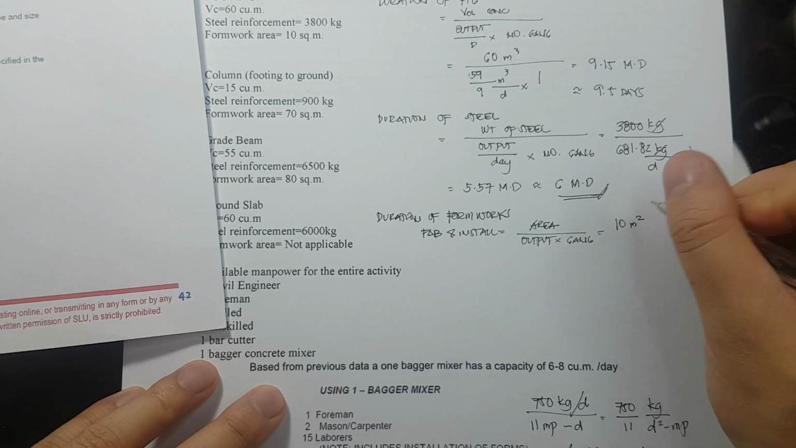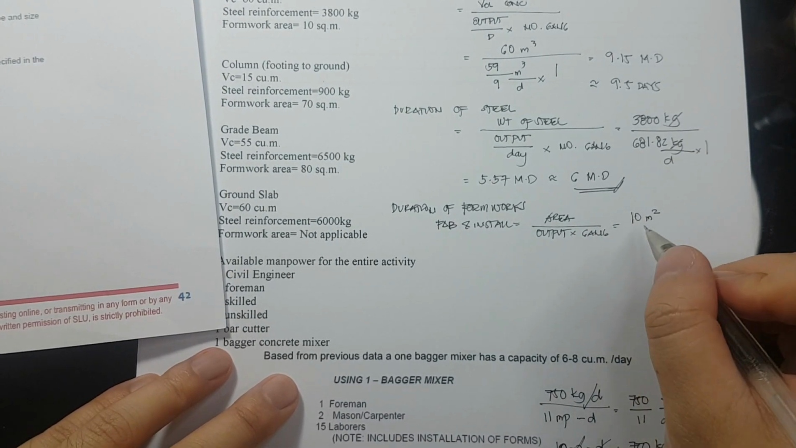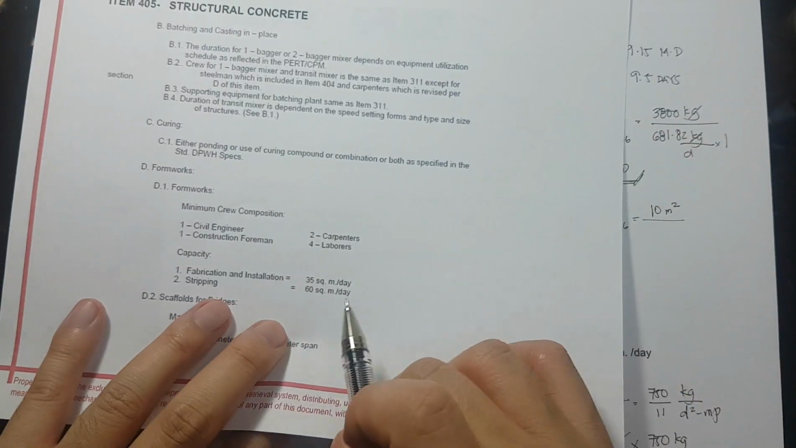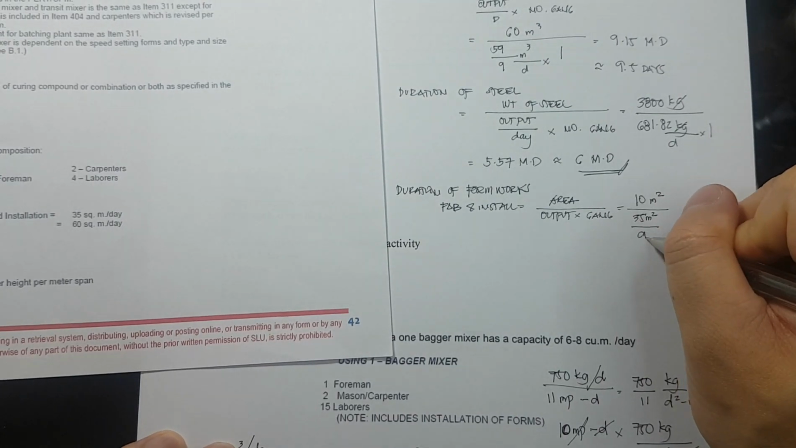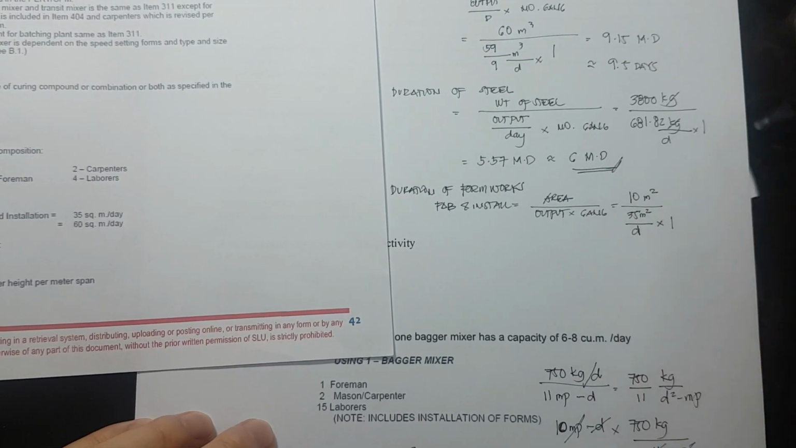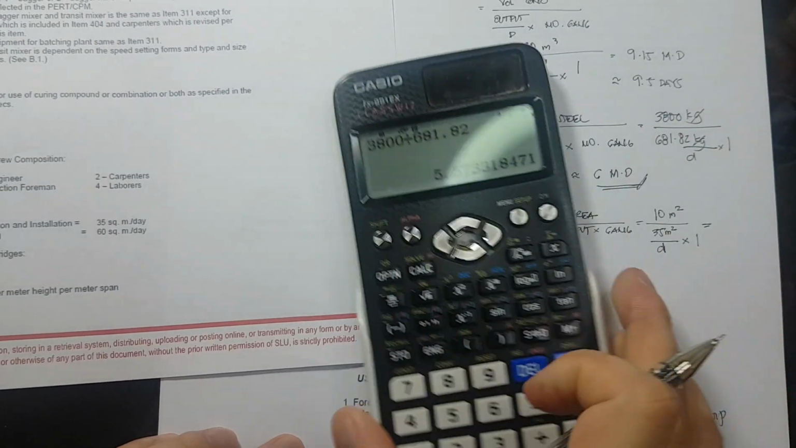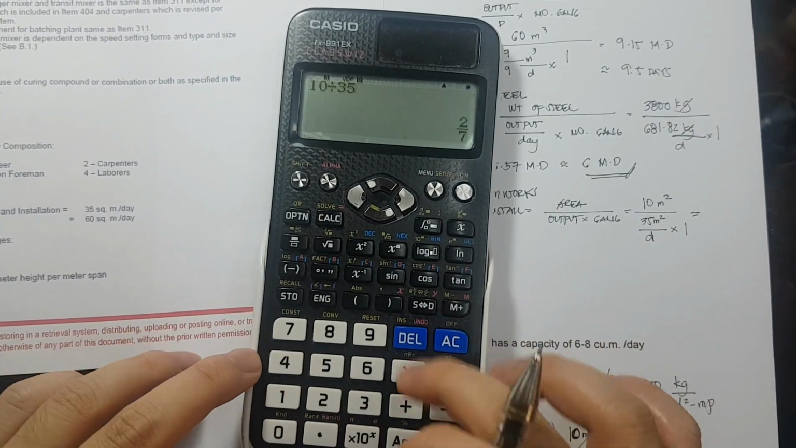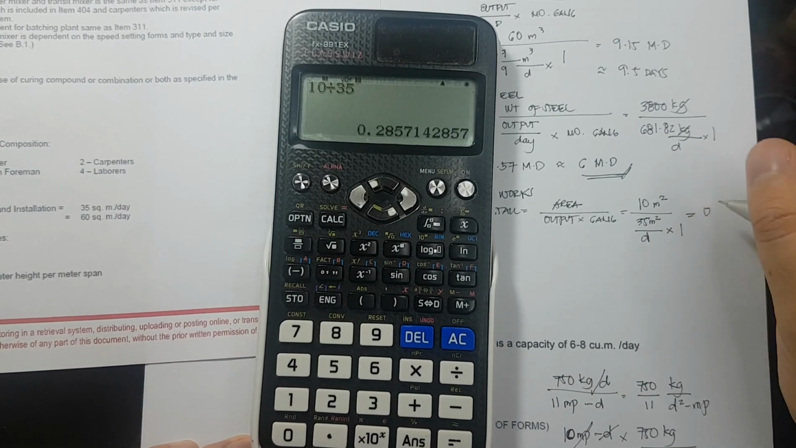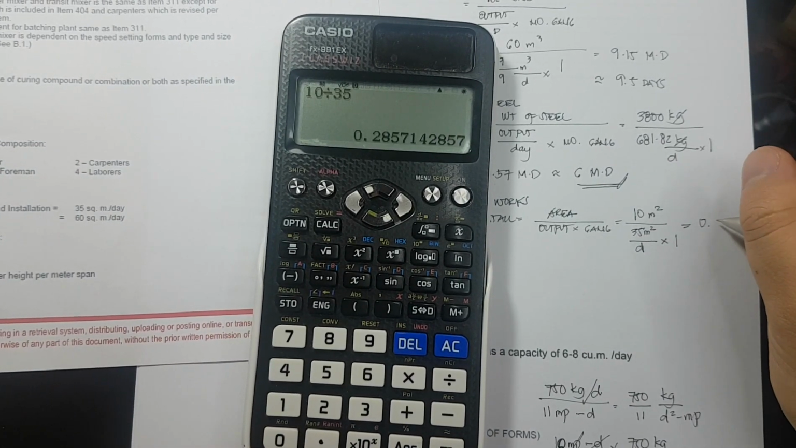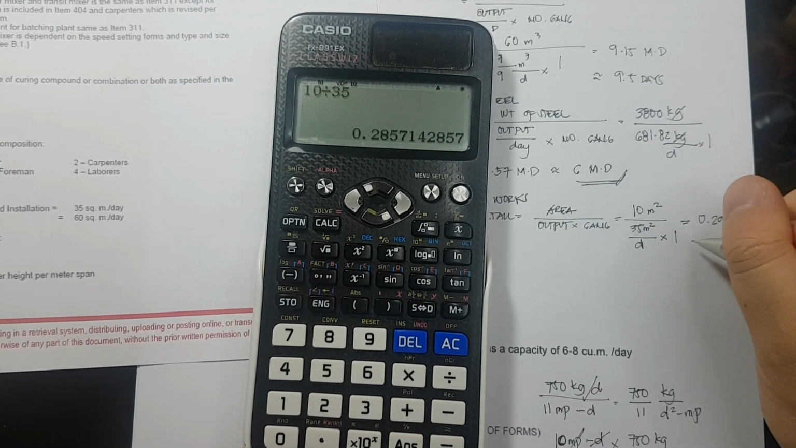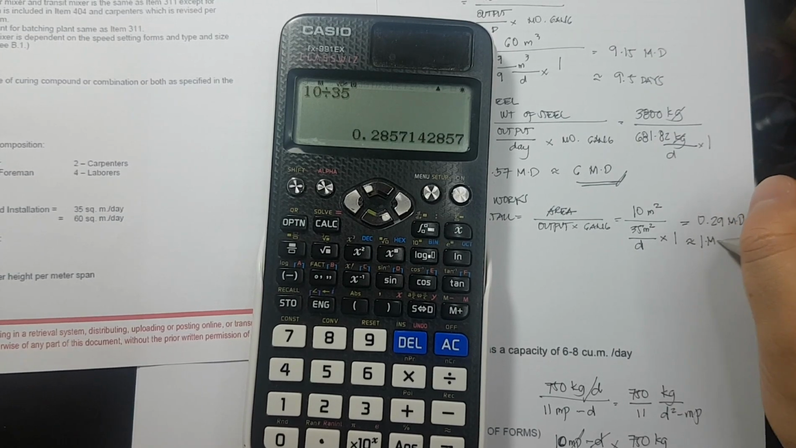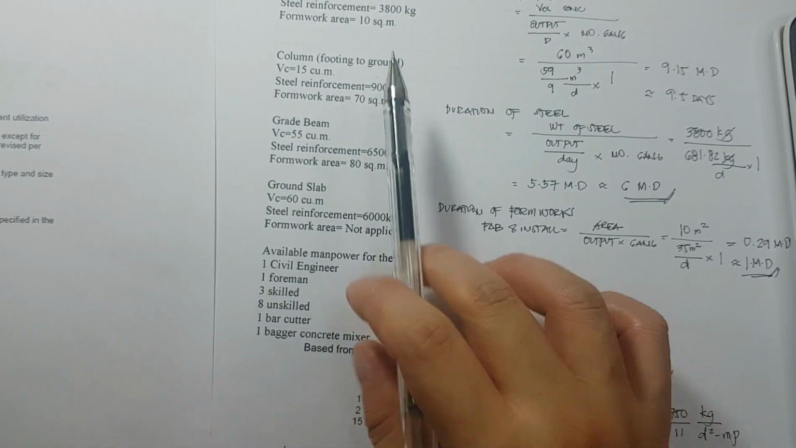10 square meter divided by the output. Ang output natin sa fabrication is 35. So, 35 square meter per day times 1 gang. And that is equivalent to 10 divided by 35, 0.29 man day. So, that is equivalent to 1 man day. Okay? Kasi maliit lang naman yan, class. That is just 10 square meter.